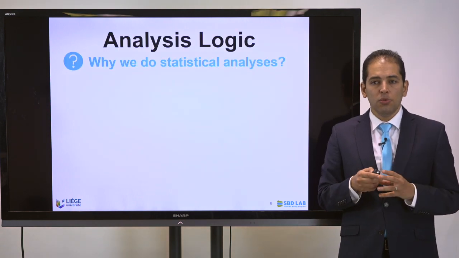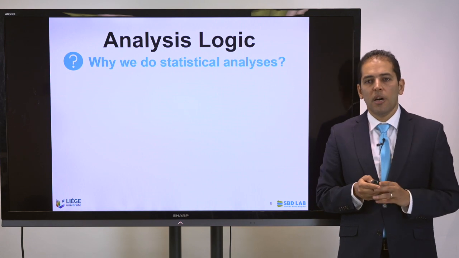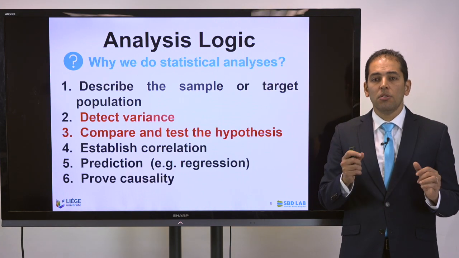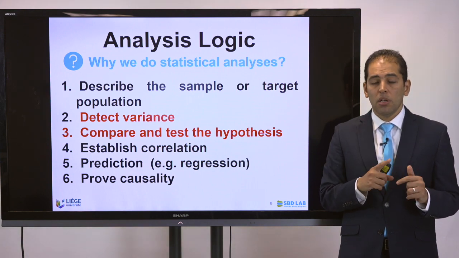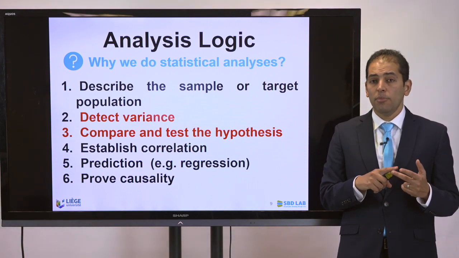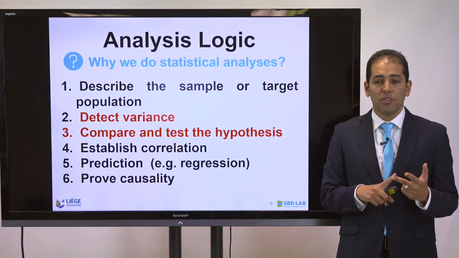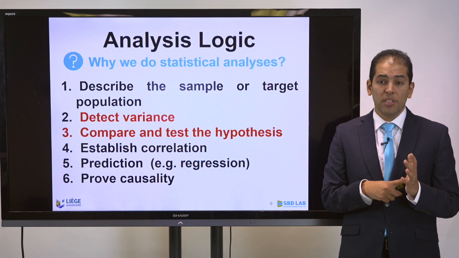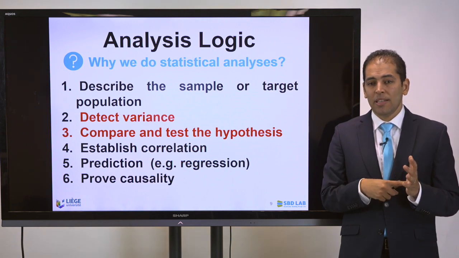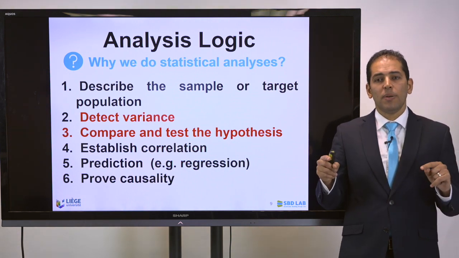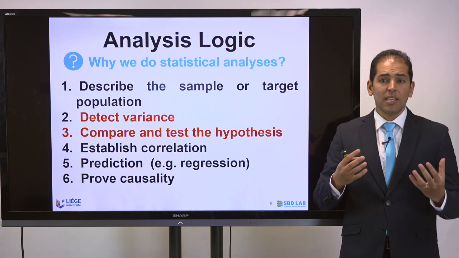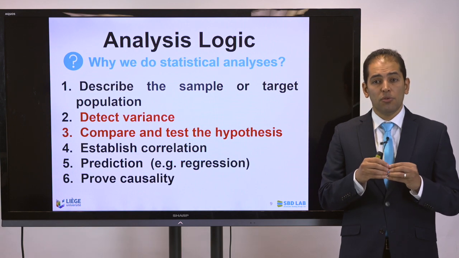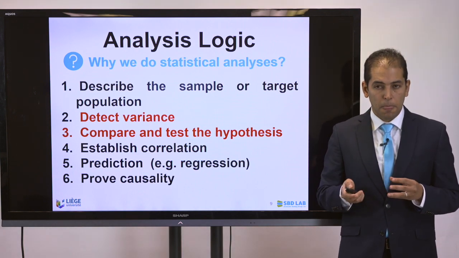Well, why do we do statistical analysis and what is the logic behind it? We conduct statistical analysis for six main purposes. Either to describe and characterize, number one. Number two is to detect variance. Number three is to compare and test hypotheses. Number four is to establish correlations. Number five is to predict and model. And number six is to prove causality. In today's presentation, I'm going to explain to you six different statistical tests that are mainly used in relation to Objective 2 and Objective 3.